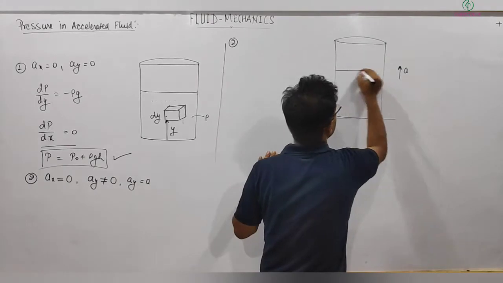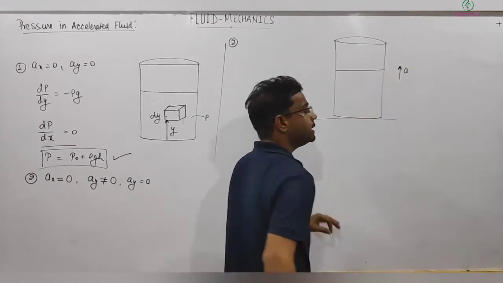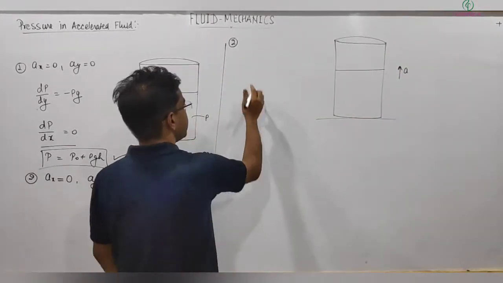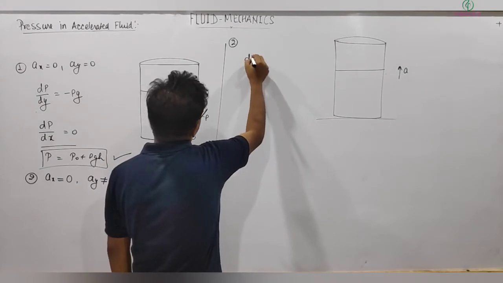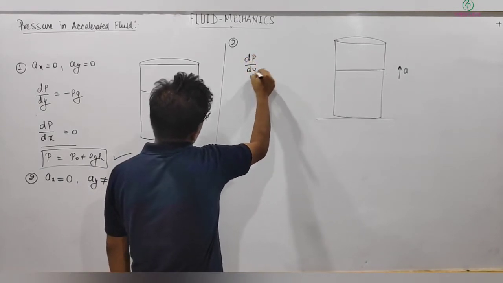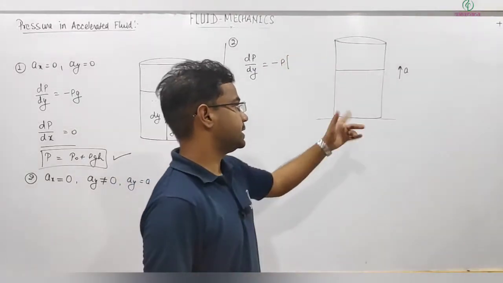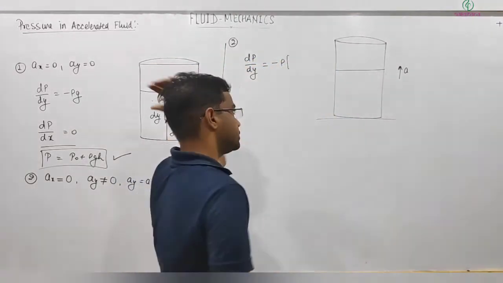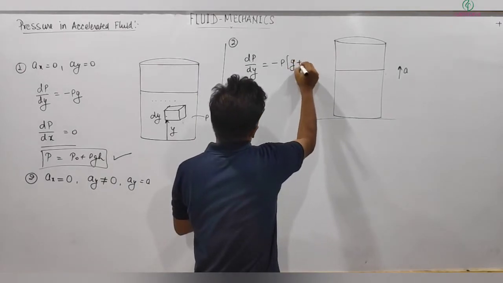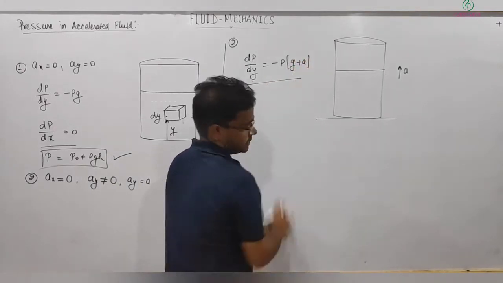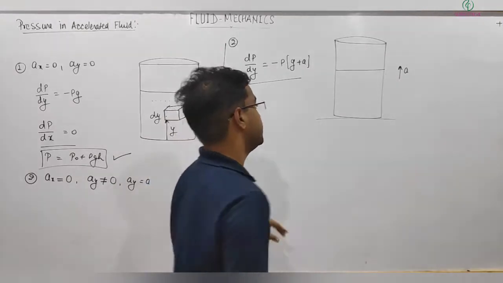Okay, so now how do we get the result? If you want the result, I can directly write, in this situation dp by dy becomes minus of rho g effective, and if acceleration is upward, in that situation g effective is g plus a. This is the result. But how we get it, let me tell you that too.